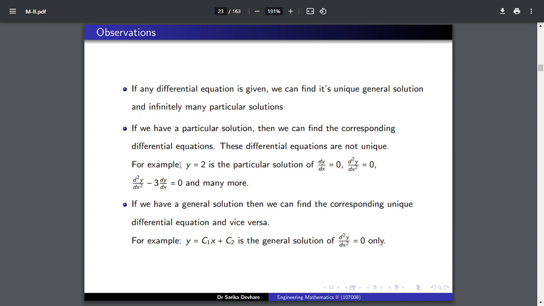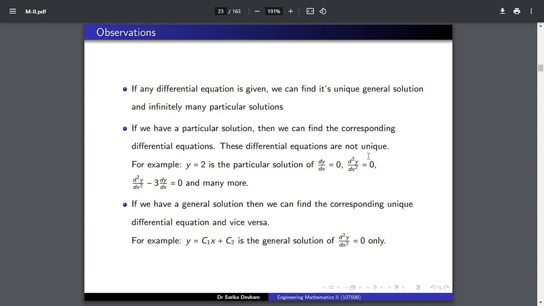So here are some observations regarding these solutions. If any differential equation is given, we can find its unique general solution and infinitely many particular solutions. Therefore its general solution is always unique. If we have a particular solution, then we can find the corresponding differential equations, and these differential equations are not unique.